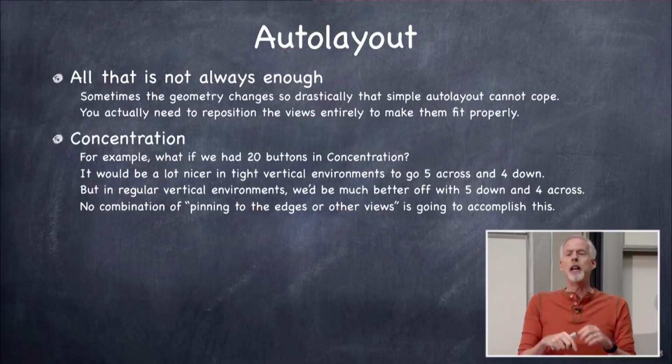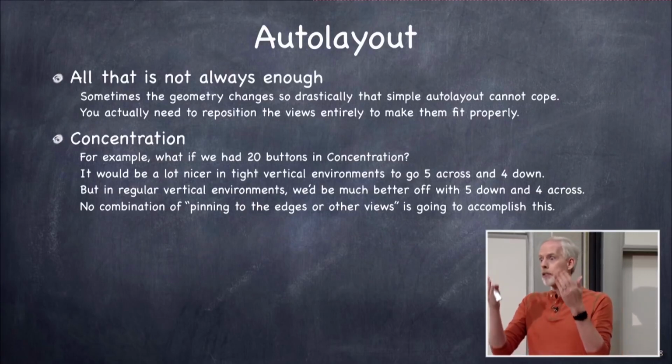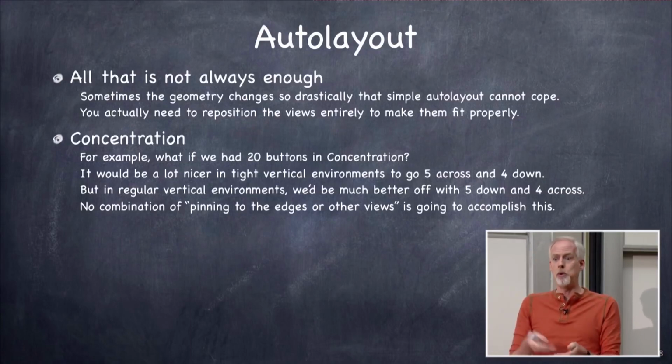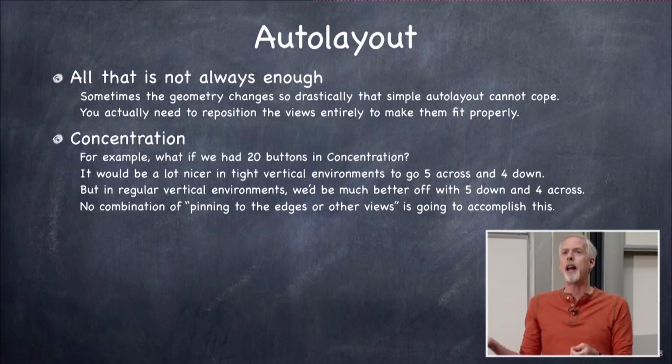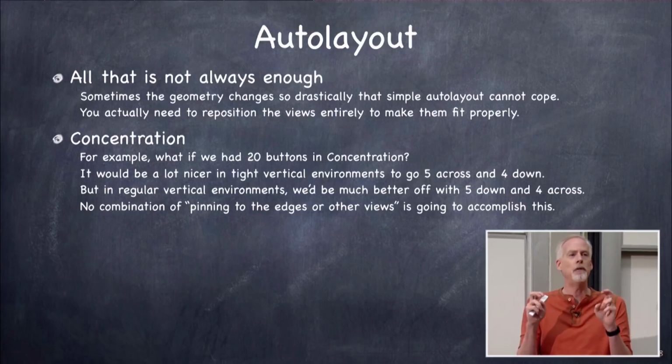It really would be great if when I switched to landscape, if I had 20 buttons, let's say, it went 5 across and 4 down. Maybe even move that Flips thing off to the side. That would be much better in landscape. But no amount of control dragging to the edges is going to make that happen, right? It just can't be done. You cannot constrain the views enough to make them relay themselves out like that on rotation.